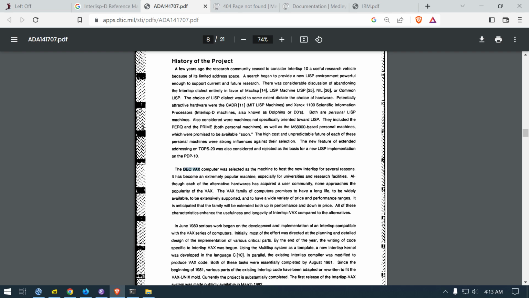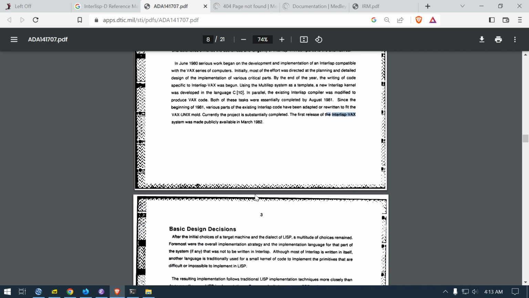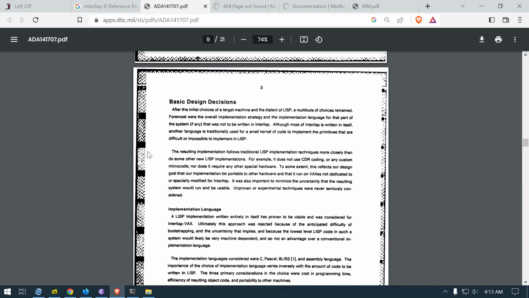They ended up choosing the VAX, which is also DEC. And then I guess they started working seriously on this in 1980 and had chosen C. And then by 1982, the first release was released publicly, I guess. So they were probably using it internally before that.